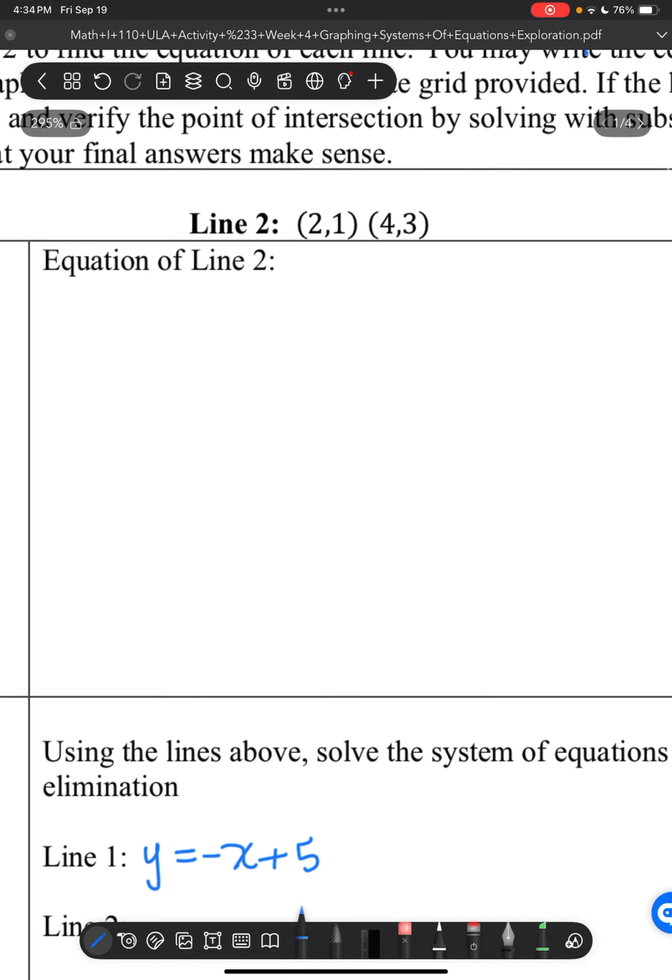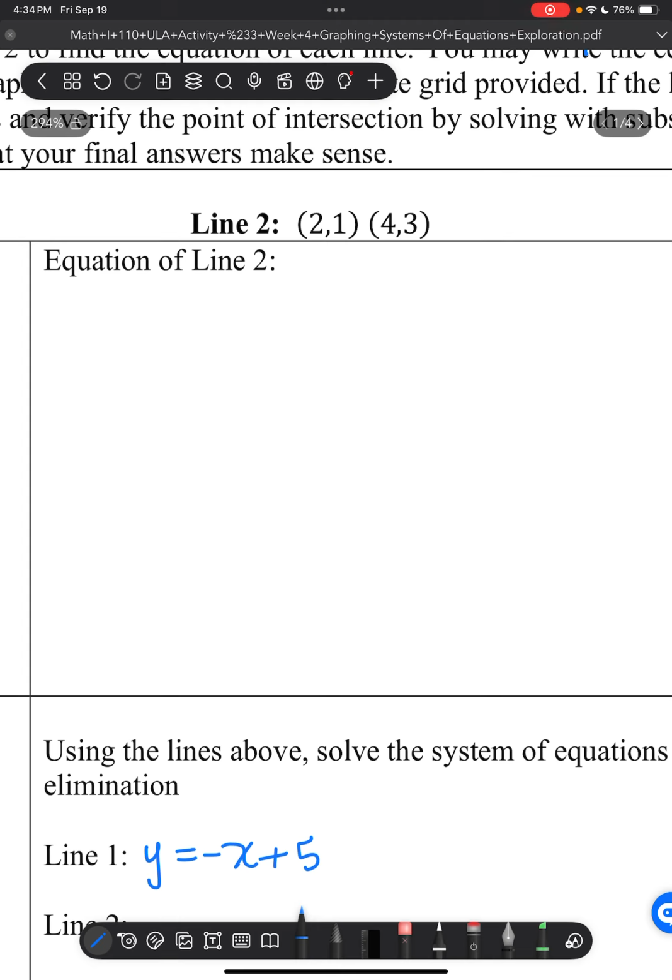Alright, on to line 2, so we're given our 2 points. Again, I'm going to find the slope real quick, so we're going to do our 3 minus 1 and 4 minus 2, which is going to give us 2 over 2, which is just 1. So we have a slope of 1.